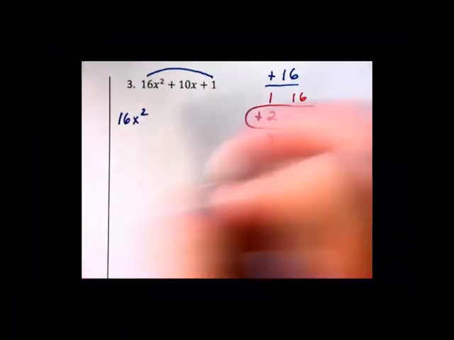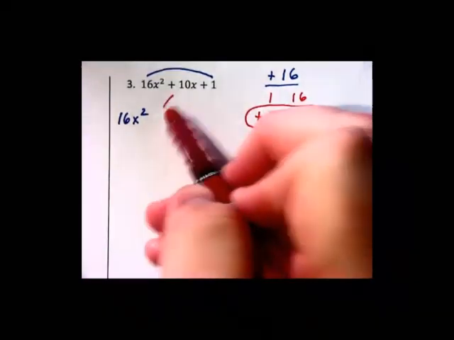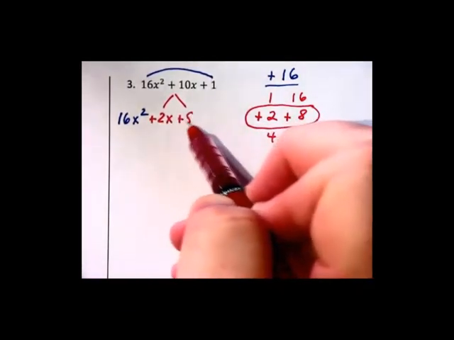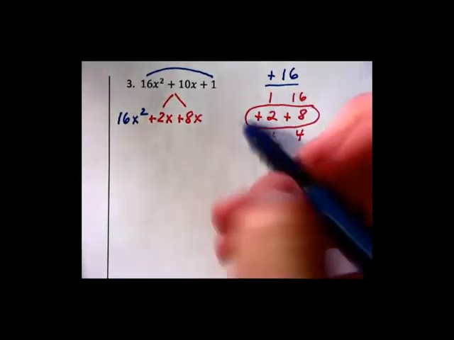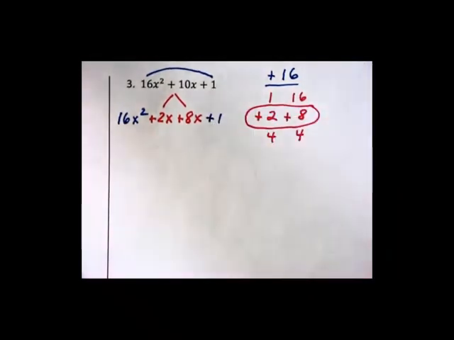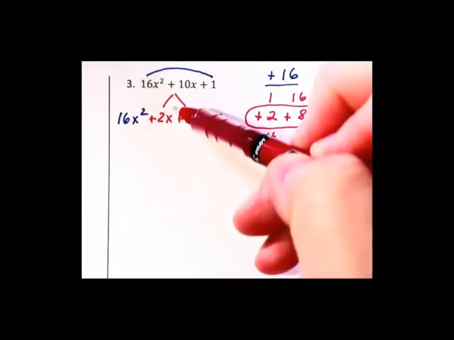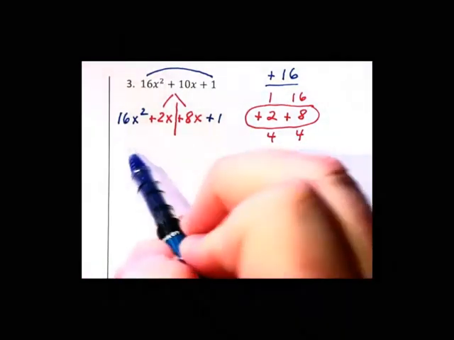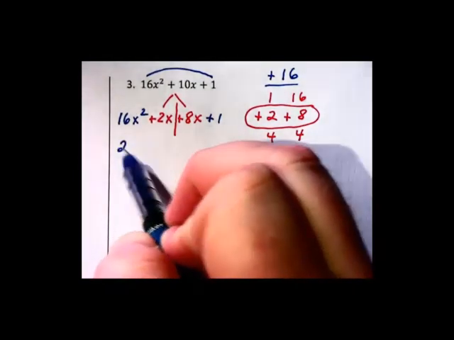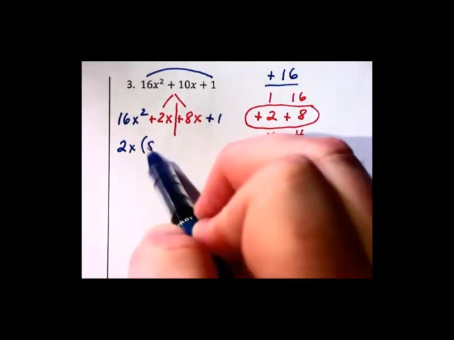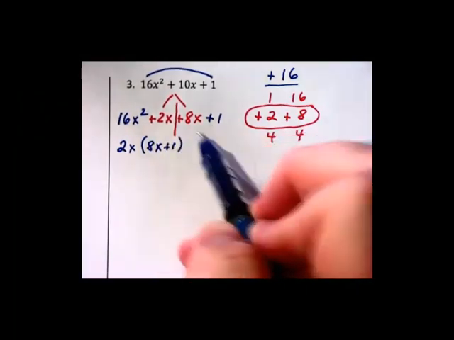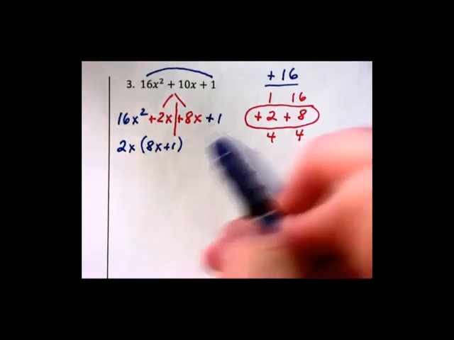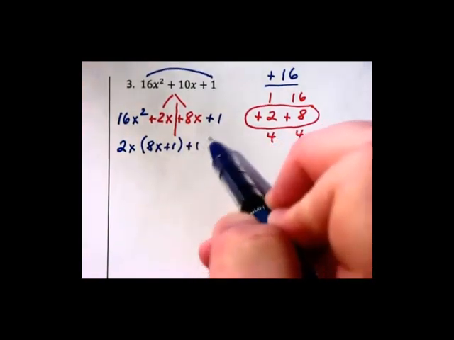16x squared. Split up this 10x into two parts, a plus 2x and a plus 8x, and then bring down the plus 1, at which point we're going to use the grouping method, split this in half. In the first half of the problem I can divide out both a 2 and an x, leaving 8x plus 1. I see the 8x plus 1 over there on the right. I don't see anything else that will divide out, so I'm going to divide out just a 1 as a placeholder.